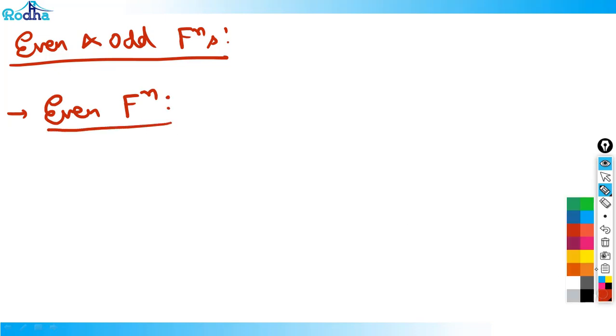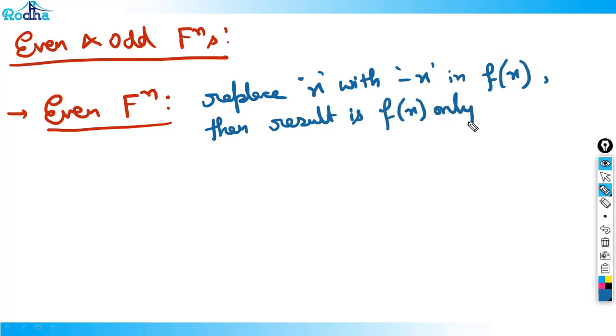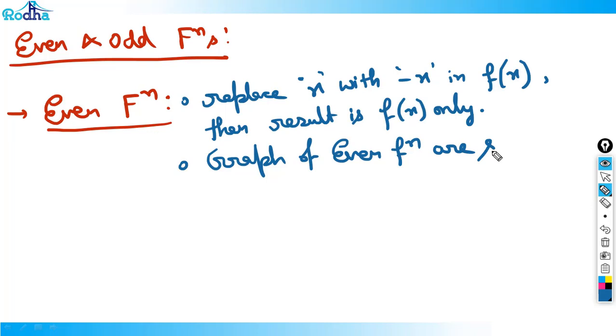Even functions are basically functions where, if you replace x with minus x in f of x, the result is f of x only. These are called even functions. Moreover, the graph of even functions is symmetric about the y-axis. So two things here: for an even function, replace x with minus x and the result is f of x only. Second, the graph of an even function is always symmetric about the y-axis.